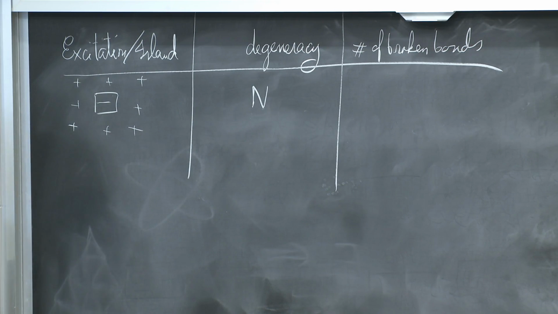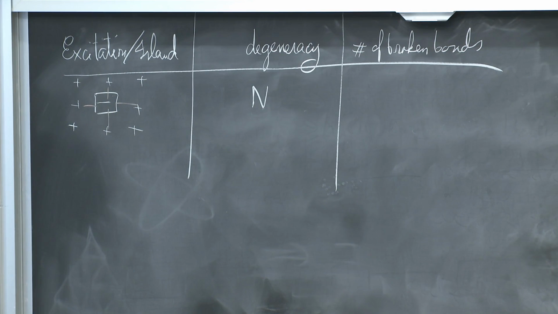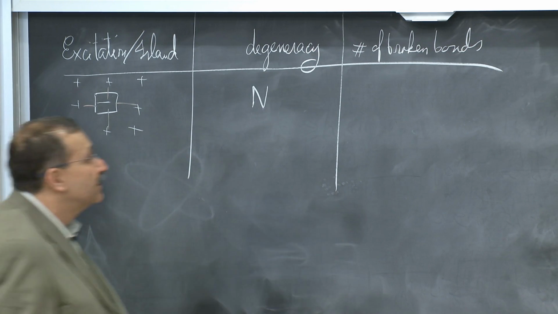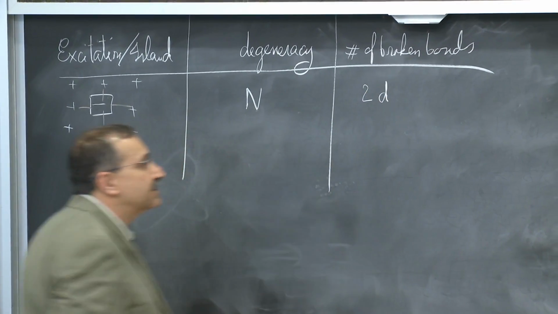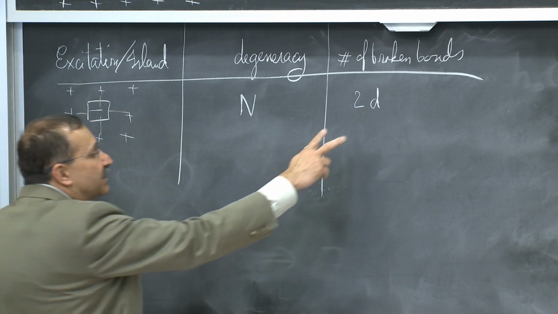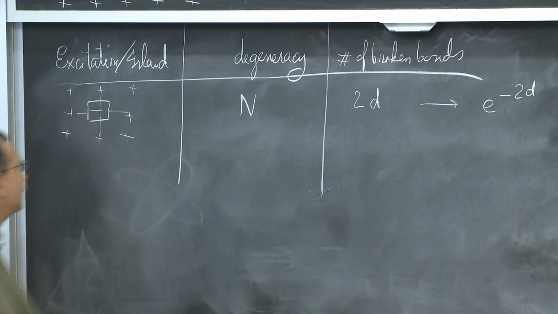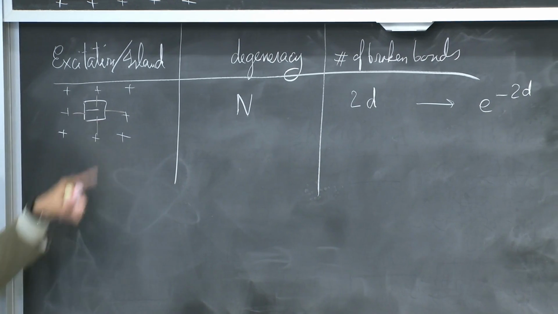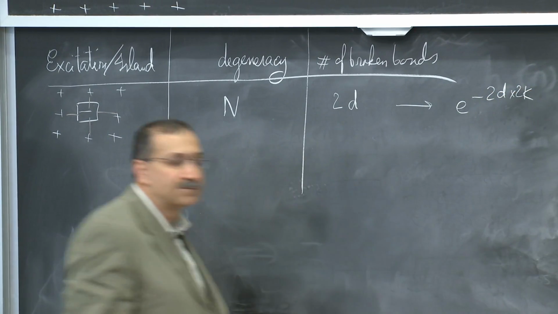Then, how many bonds have I broken? You can see that in 2 dimensions, I have broken 4 bonds. In 3 dimensions, it would have been 6. So essentially, it is twice the number of dimensions that is taking place. And so the contribution to energy is going to be e to the minus 2d. And I went from plus K to minus K. So in fact, I would have to multiply by 2K.